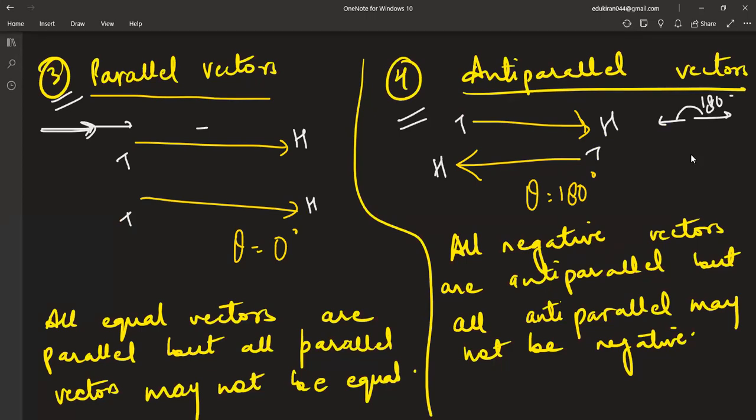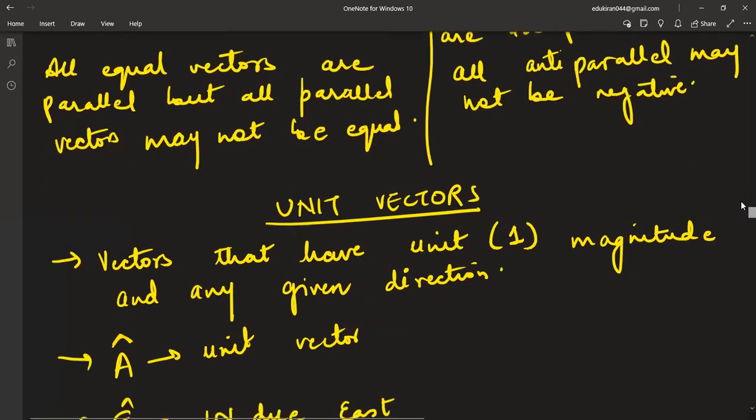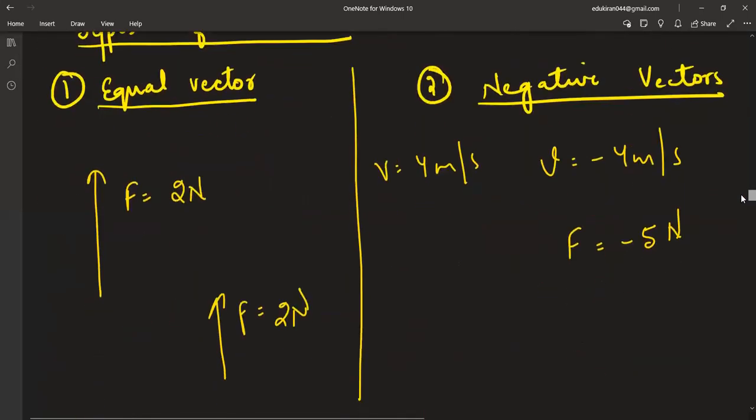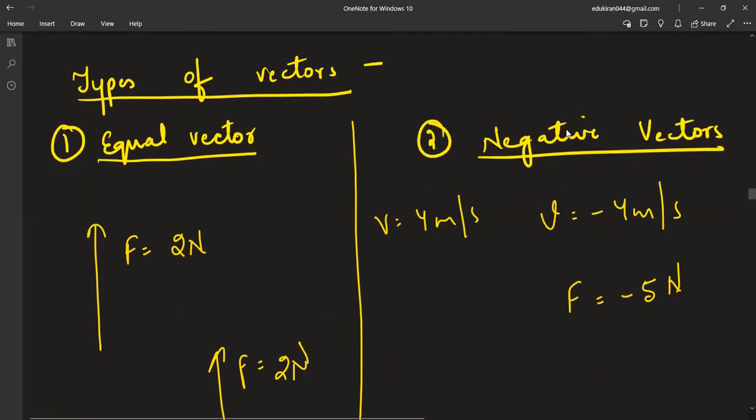Whenever the anti-parallel word is mentioned, always remember that it is 180 degrees which is meant. And whenever the parallel term is mentioned, quickly understand that this is 0 degrees. All right. Now, quickly note down these types of vectors, then let us start with unit vectors.